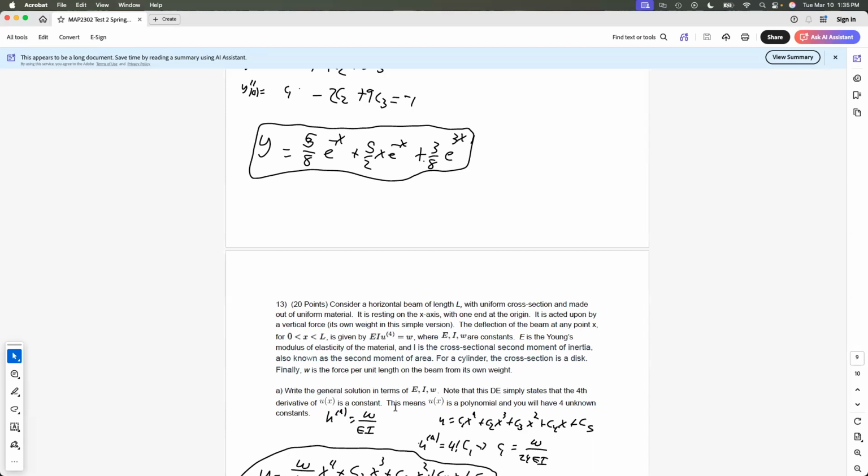So what is u equals e to the 0x? That's just a constant. And then for the other ones, I've got to keep adding on powers of x. Or another way to think about it, what function, when you take 4 derivatives, do you get 0? A fourth degree polynomial. So my characteristic solution is a fourth degree polynomial with 5 unknown coefficients.